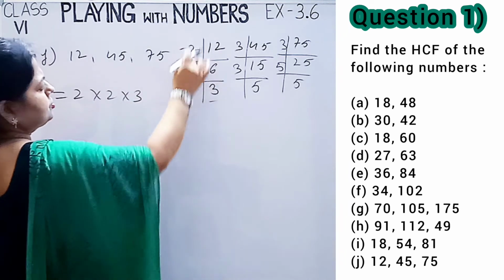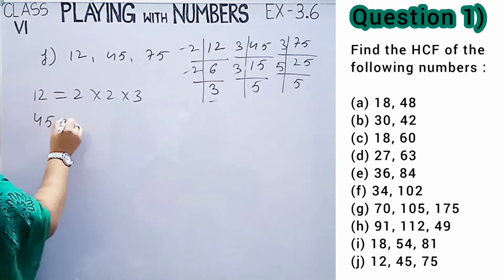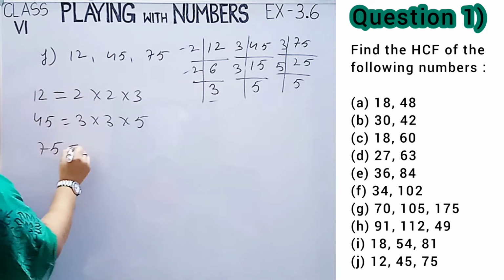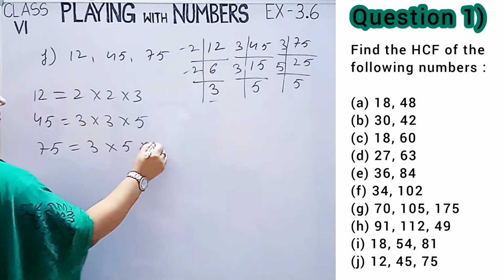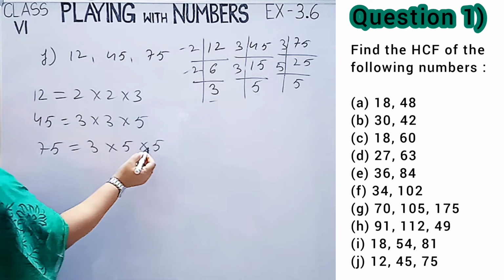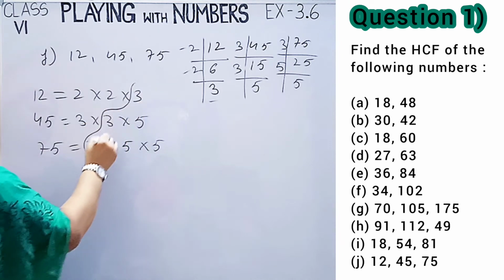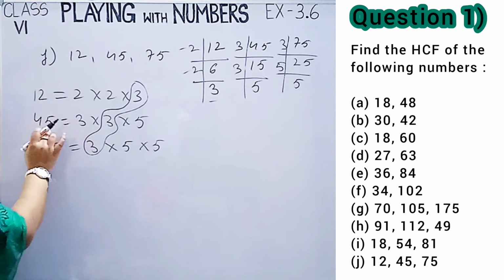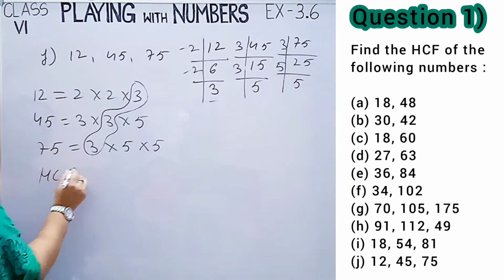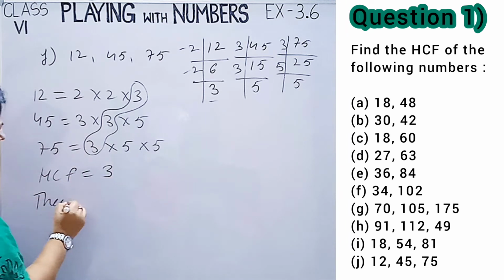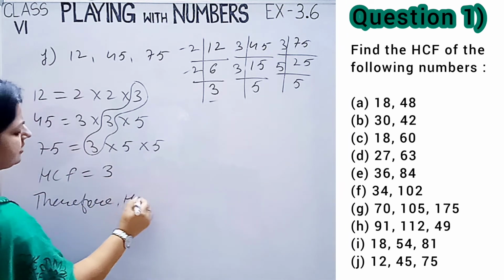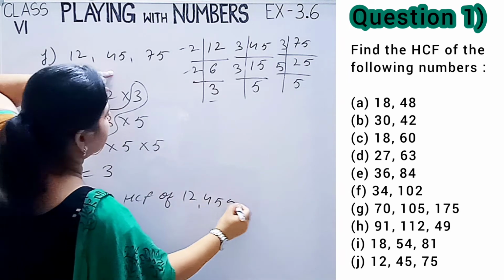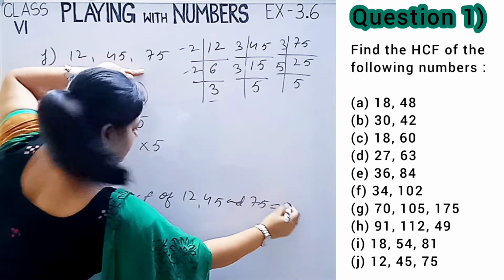These 2, 2 and 3. 45 is equal to 3 into 3 into 5. Last one is 75, equal to 3 into 5 into 5. Now check common numbers here. 3. Only this 3 is common in 12, 45 and 75. So HCF is equal to 3. Therefore, HCF of 12, 45 and 75 is equal to 3. Answer.